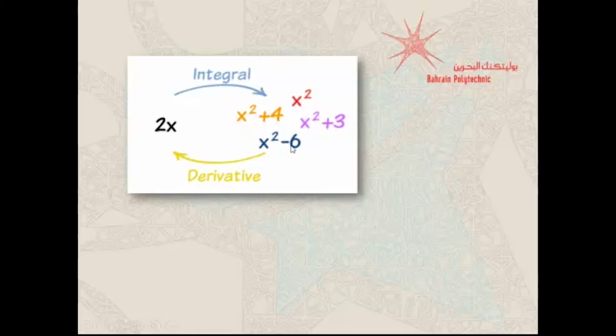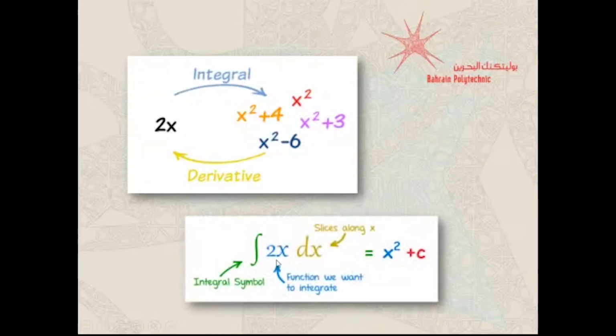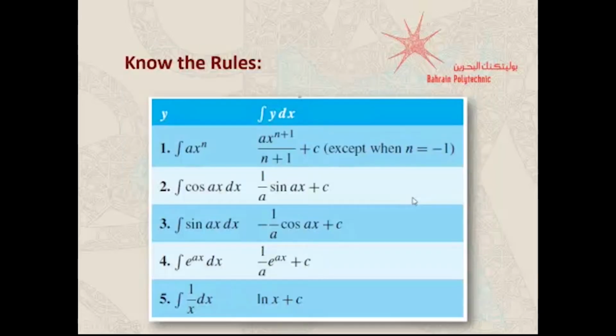So I've got actually many answers. It's not only x squared that if I derive, I get 2x. So a more precise answer to the integral of the function 2x in terms of x is equal to x squared plus a constant. Because as we said, if we want to derive this, we get 2x plus 0, which is this function. Now, what are the rules of integrals, or what are the rules of integration?